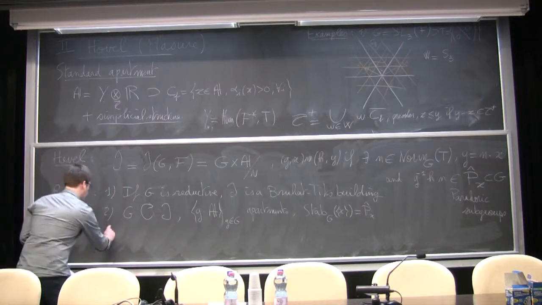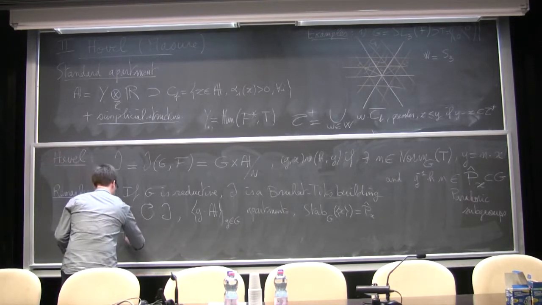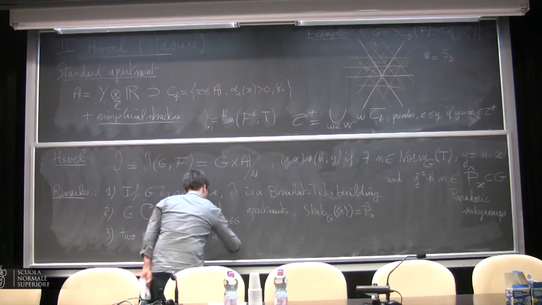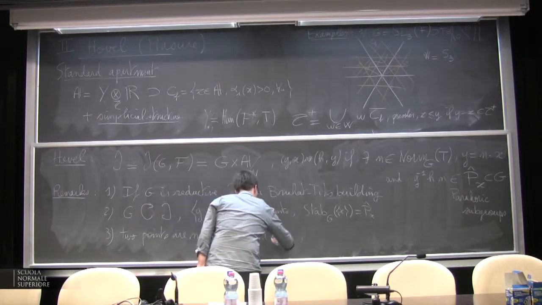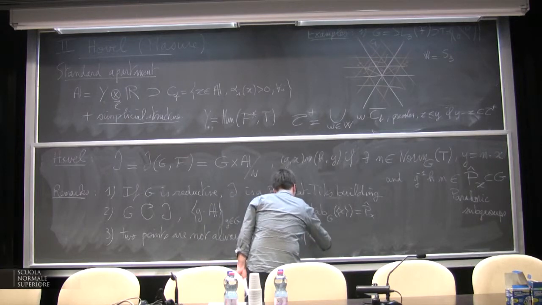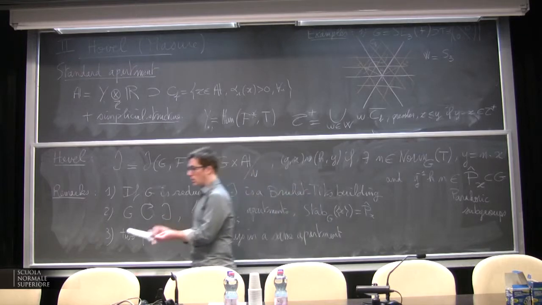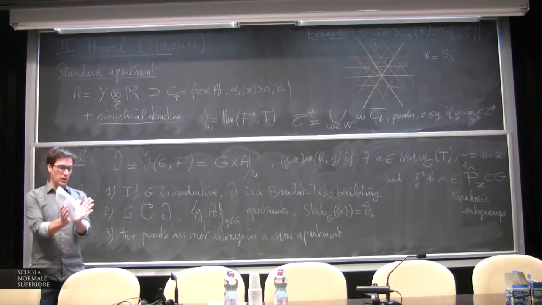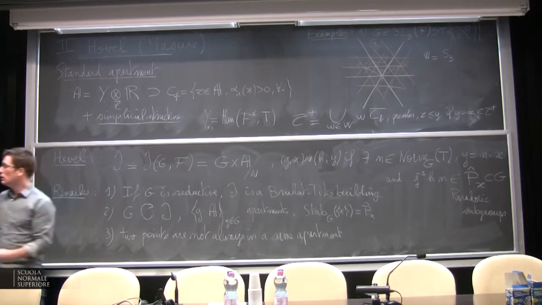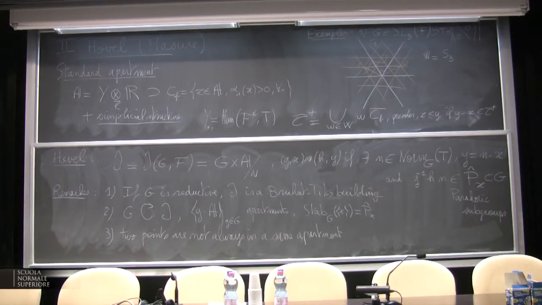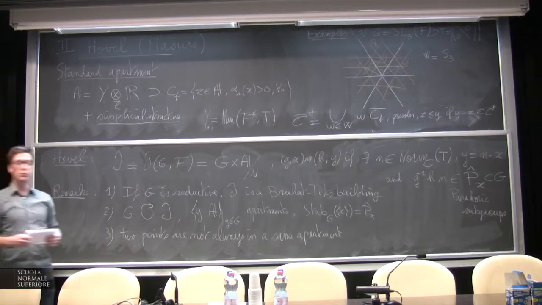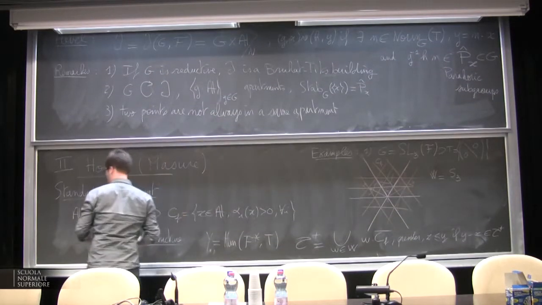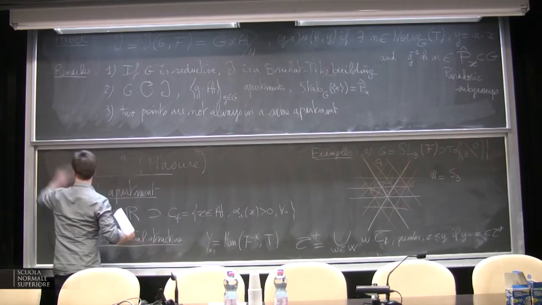And the second bad news is that two points are not always in the same apartment. It's a bit like in Lorentz, where you have the light cone, and outside the light cone, you have this Tits cone, the positive Tits cone and the negative Tits cone. And outside there's that region where you don't know what's happening. But that's, this is a good news.